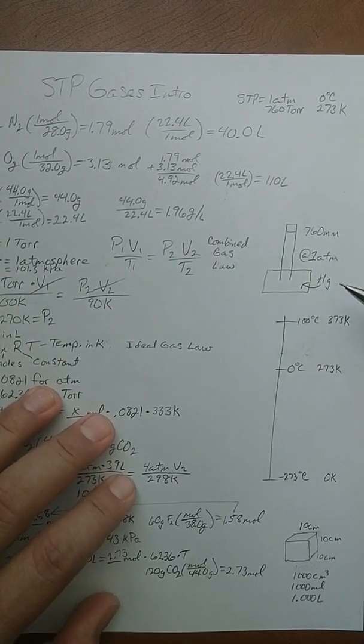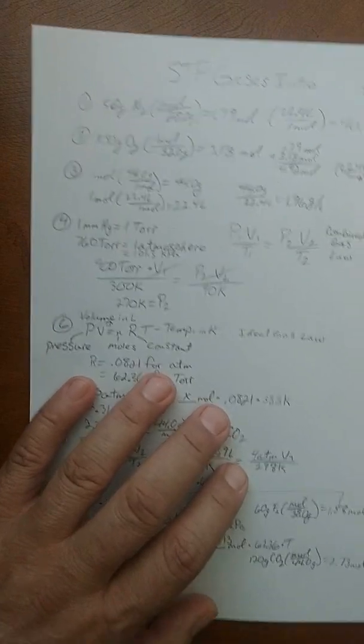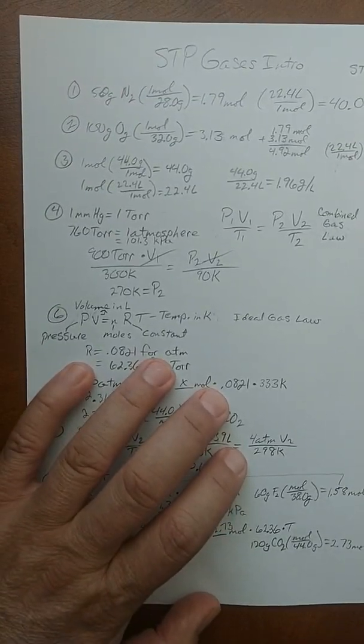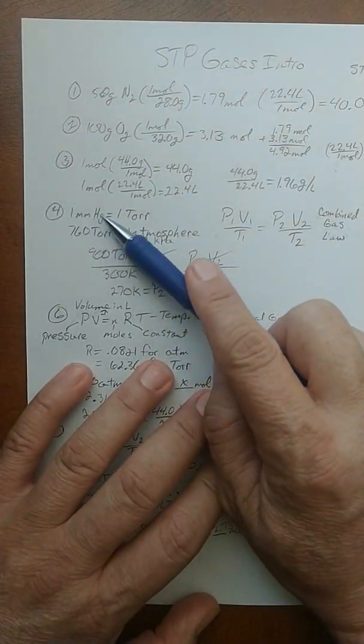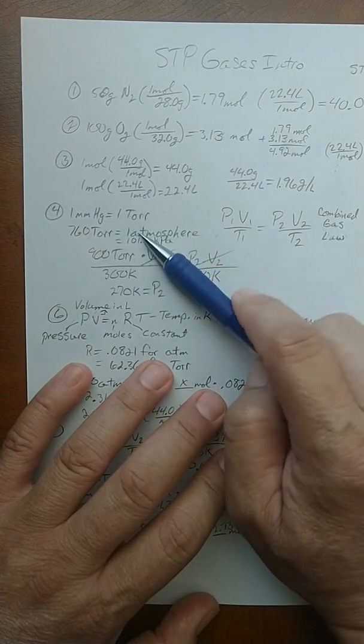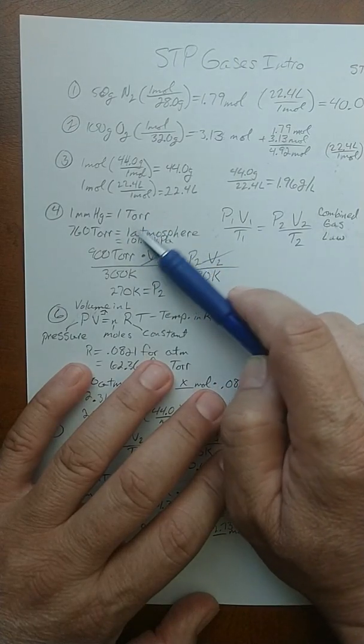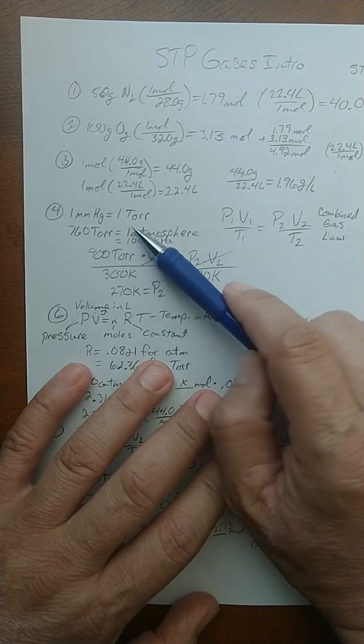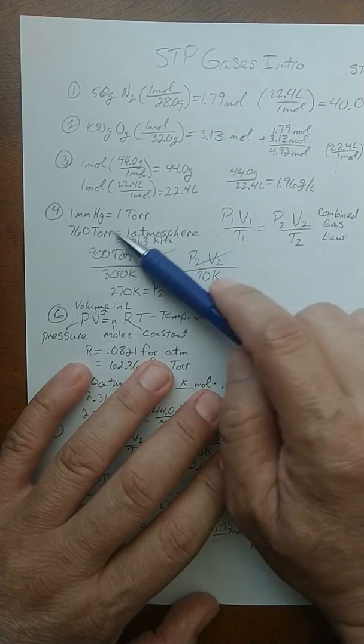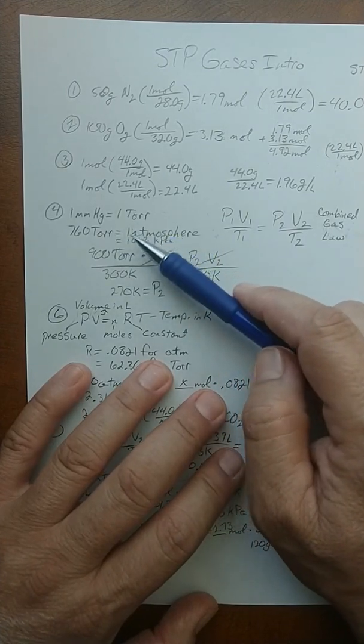And it's a pain in the butt to measure. So, I told you his name was Torricelli, and he has been honored with calling 1 millimeter of mercury of air pressure 1 torr. And we just said 760 torr is 1 atmosphere. These are the same thing, kind of like 12 inches is a foot.